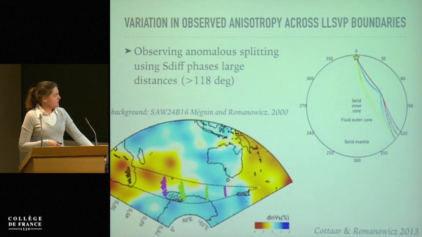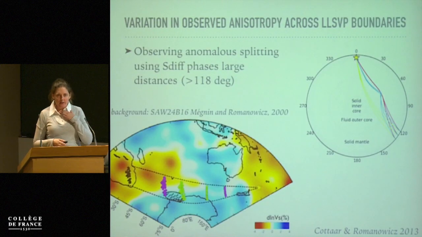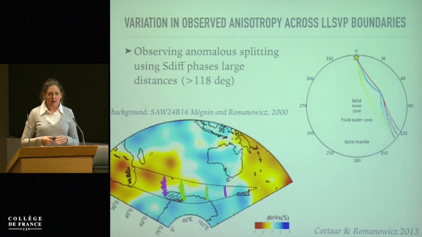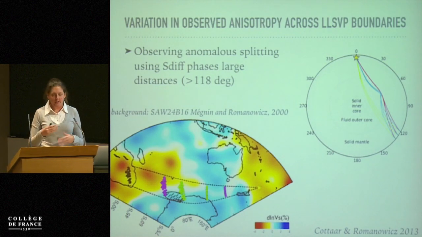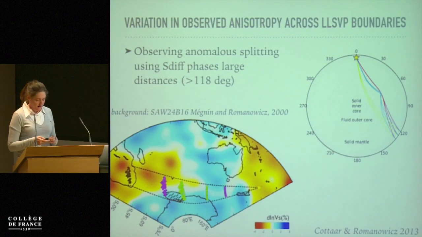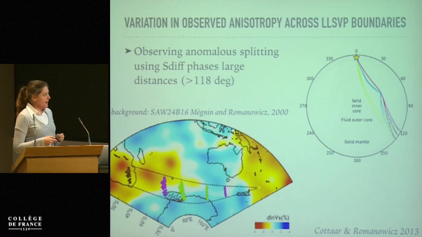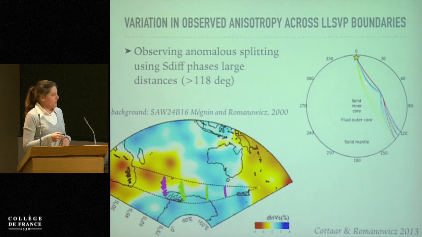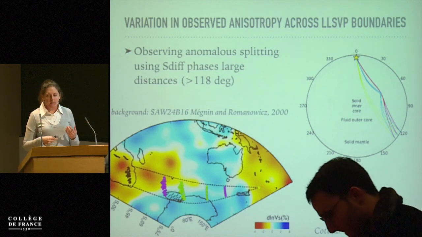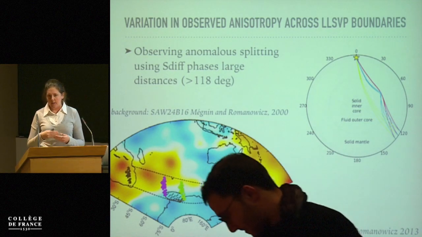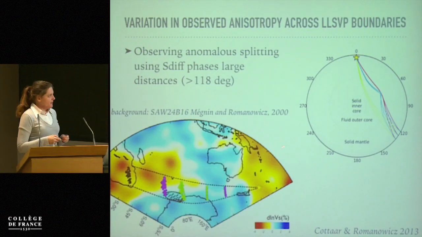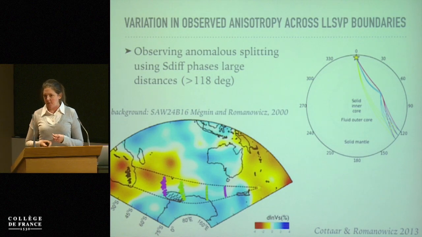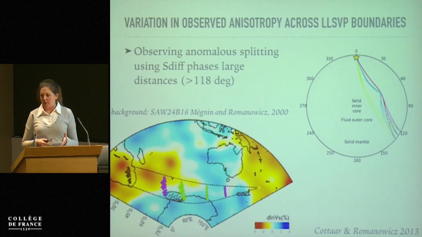So I'm slightly going to switch gears now and show some observations of anisotropy and its relationship to the LLSVP boundary. To do this, I'm using S-diffracted waves at very large distances. So when the S-diffracted wave propagates along the core-mantle boundary, the SV component attenuates very quickly. It loses energy to the core. And at these very large distances, above 120 degrees, you expect the S-diffracted wave to be polarized along the SH component.